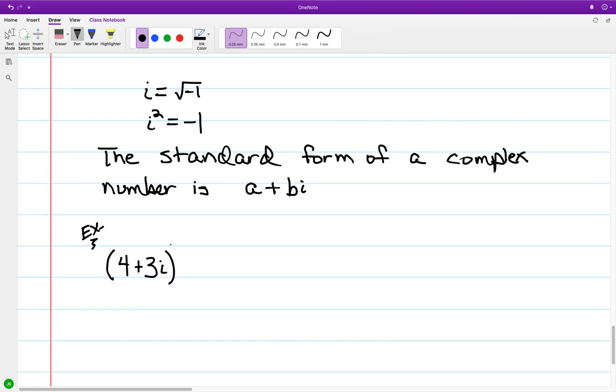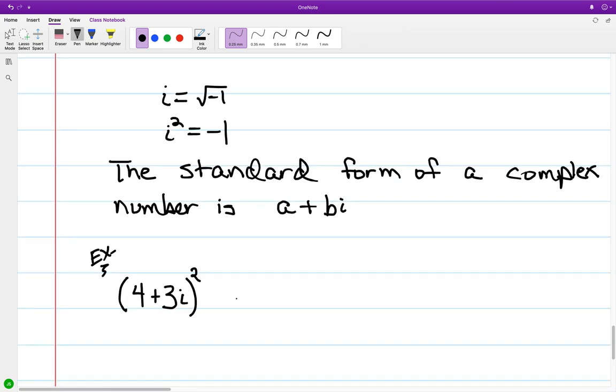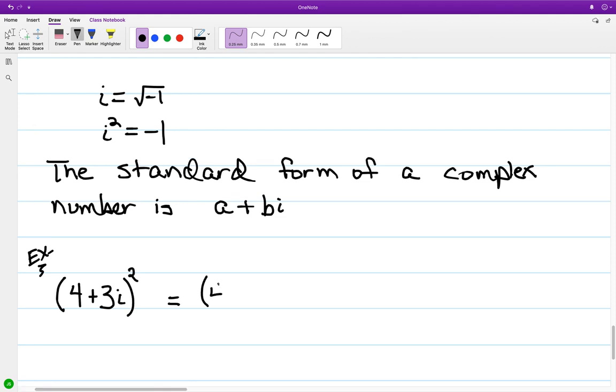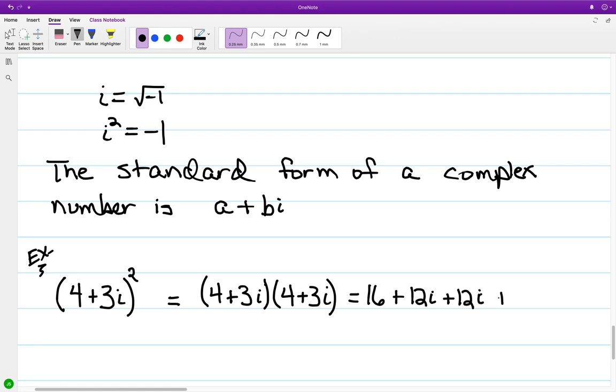Say we have 4 plus 3i quantity squared. So the square of 4 plus 3i is going to be 4 plus 3i times itself. Applying the FOIL method, 4 times 4 is 16. The outside product is 4 times 3i, which will be 12i. The inside product is 3i times 4, which will be 12i. And 3i times 3i is 9i squared.